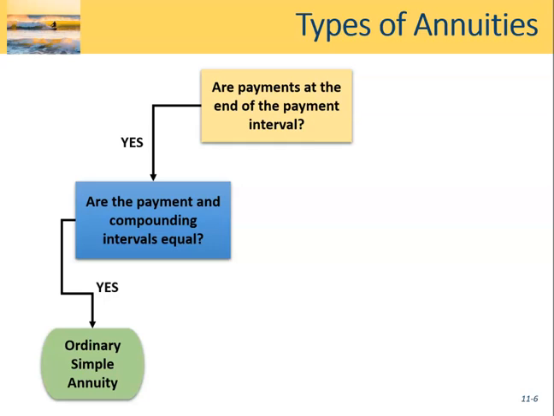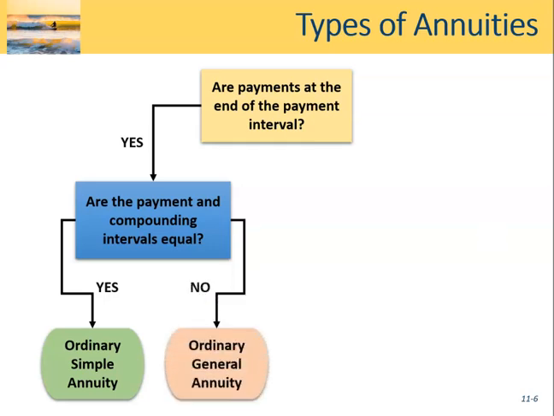So are the payments in compounding intervals equal? If it's compounded monthly and you're making monthly payments, then that means the payments and the compounding intervals are equal. So that would make it an ordinary simple annuity. If the payment periods and the compounding intervals are not the same, say you make payments once a month, but it's only compounded quarterly, then that would make it an ordinary general annuity, a little bit more complicated.